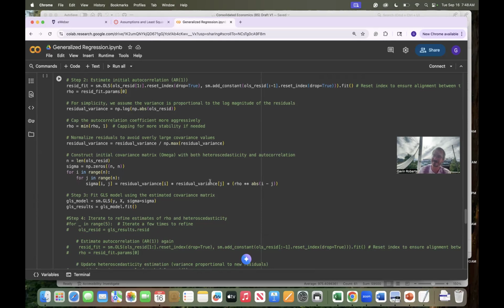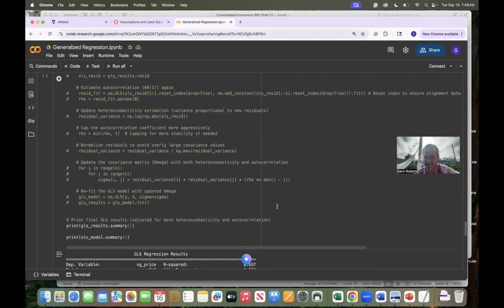And we might reweight again at that point, and we could keep doing that. We could check how much our coefficients and our variance covariance matrix are changing on each iteration, and then we could just stop when we get to a level that's acceptable to us.